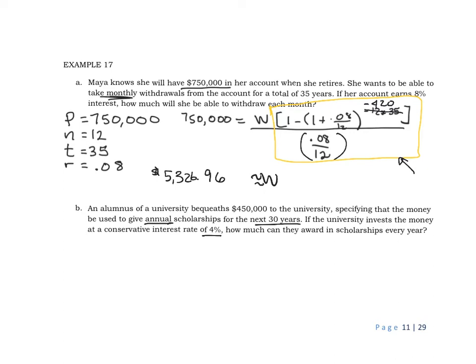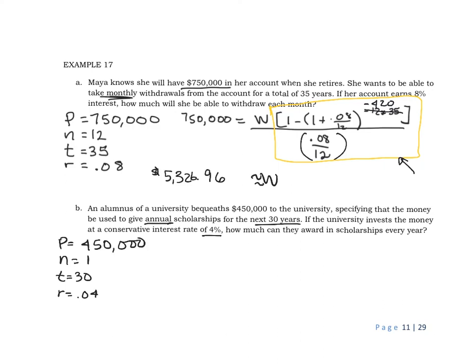So this alumnus is giving them this money, and the idea is that they could regularly withdraw a certain amount every year to give away scholarships. So that definitely sounds like our payout annuity. The amount of money that they were given, which will be drawn from, the principal, is $450,000. It's an annual scholarship, so our N is 1, our time is 30, and our rate is 4%, which written as a decimal is 0.04.